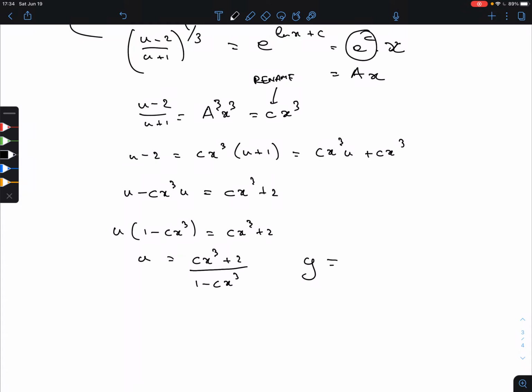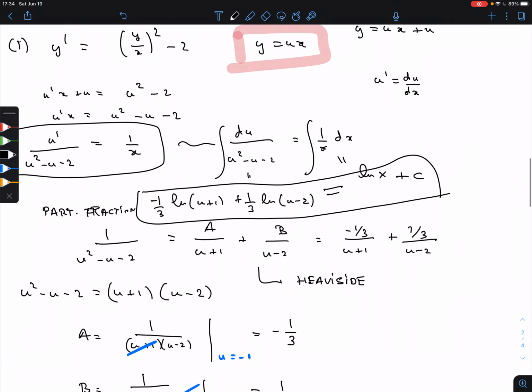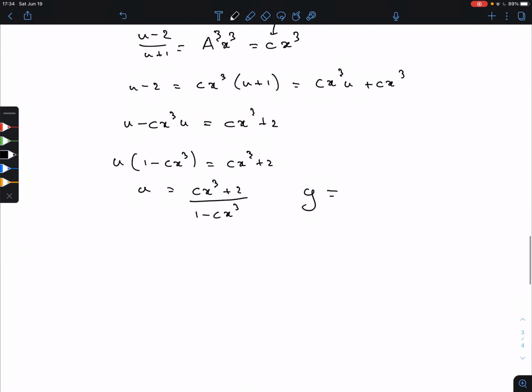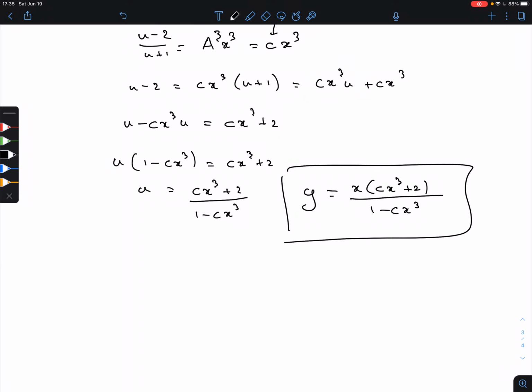And so y is, remember, now we go back to our pink thing here. y is that times x. So it is x times (c x cubed plus 2) over (1 minus c x cubed). And that's our solution. And you see, it depends on this constant c. And then the one thing I did not address here, because I hope that is now clear how to do that, is finding this constant using initial conditions. So I'm not going to talk about that, because that's a general technique that you should have now understood very well.